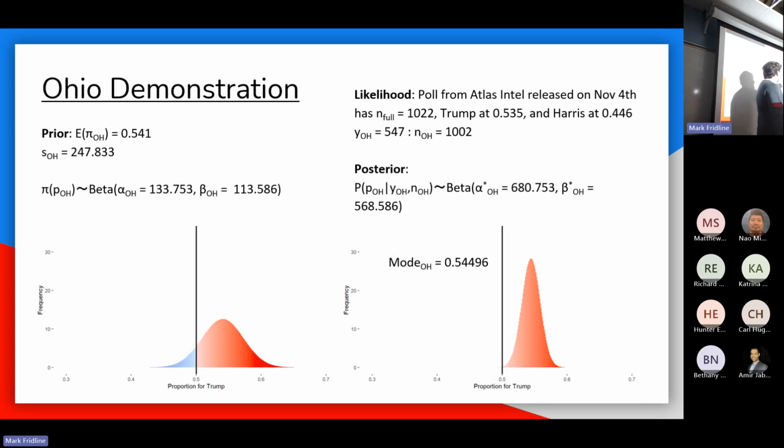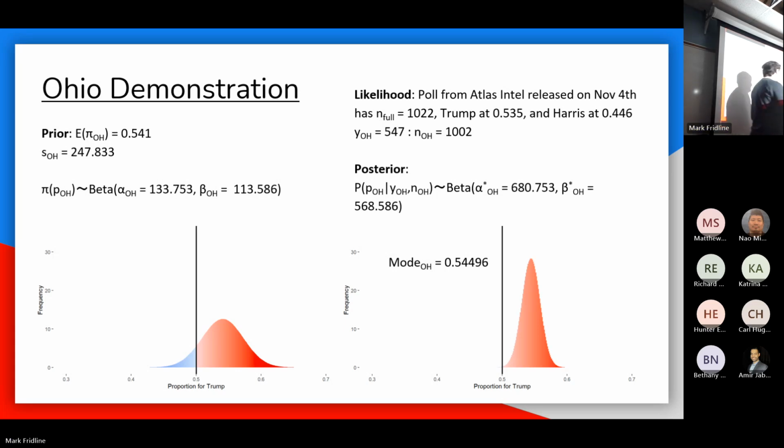So that gives us this posterior distribution. I don't know why that moved over here. Sorry. But the proportion of voters given the likelihood information, again, we see it tighten. We're more confident in the value over here. And we're given a mode of 0.54496. So the model thinks that 0.54496 of Ohio voters are going to vote for Trump.